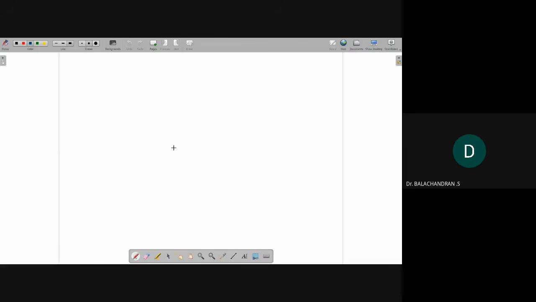I think in the last class we discussed line integrals. So now we are going to discuss the important theorem, Green's theorem, in a plane.